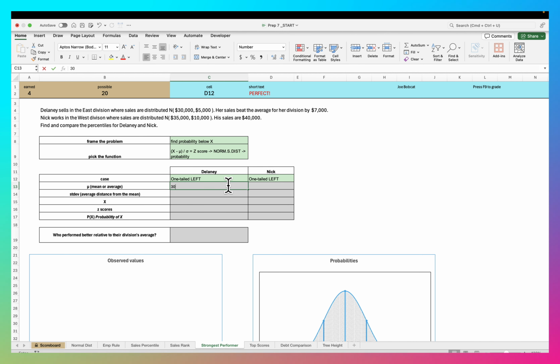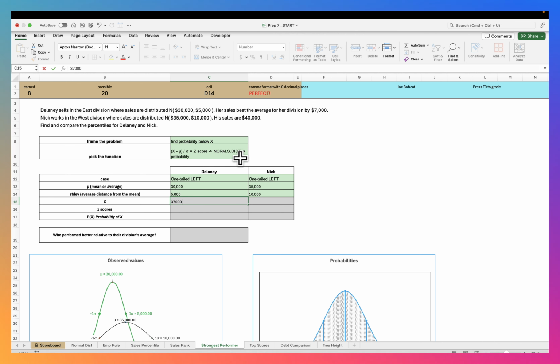So the mean for Delaney is 30,000, and for Nick it's 35,000. And the standard deviation for Delaney is 5,000, and for Nick it's 10,000. And X, Delaney's value: she beats her division by 7,000. If her division is 30, she's at 37. And Nick, we're given straight out that he's at 40.